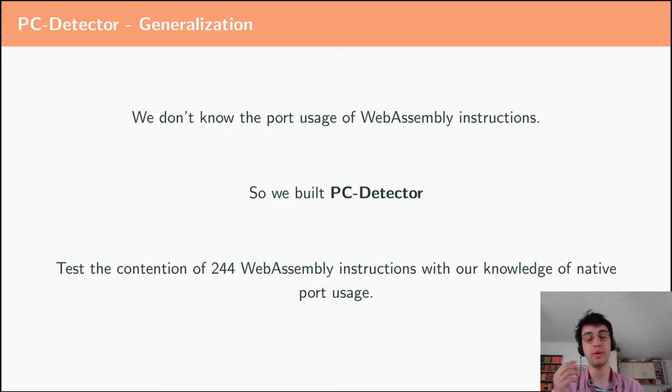So now we have C1 and C2 handled, so we need to handle C3, but we still don't even know if it's possible to do port contention. We don't know if it's fast enough in the browser. We have no idea of the port usage of WebAssembly instructions. So to fix that, we built an automated framework called PC Detector.